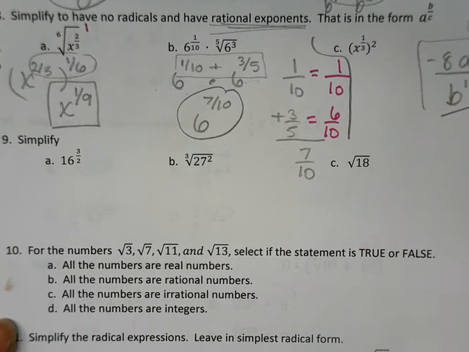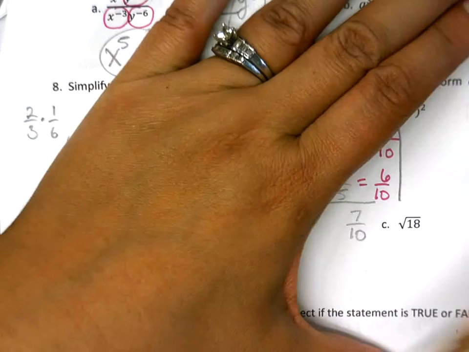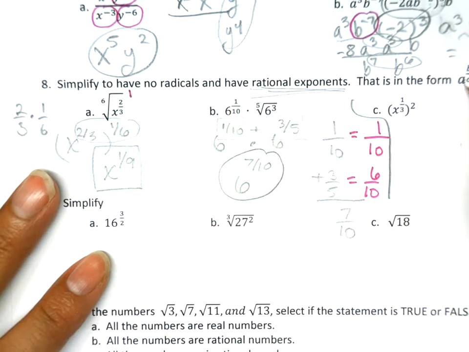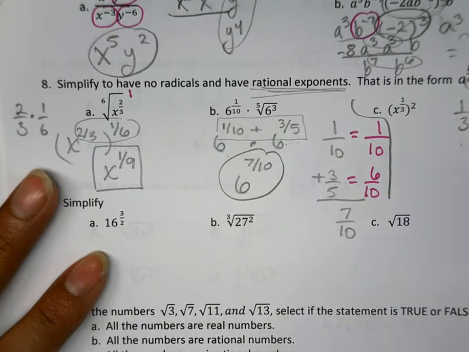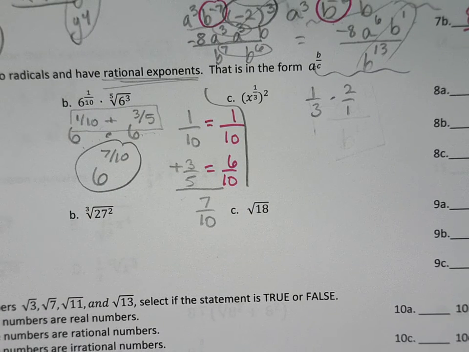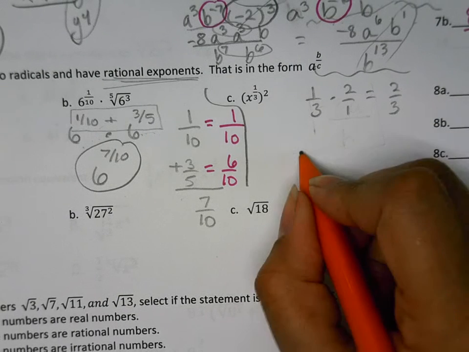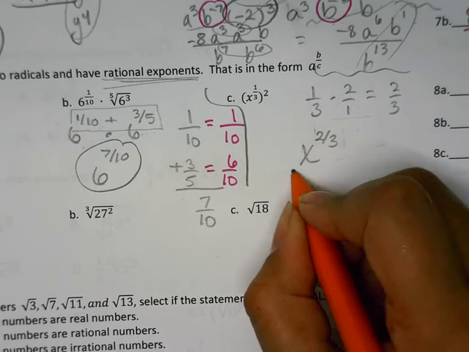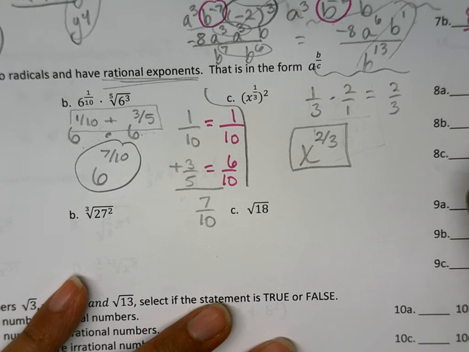What do I do when there's a power to a power? It's up here at the top. Multiply. So we have 1/3 times 2 over 1. Do you need a common denominator? No, you just multiply. What do we get when we multiply? 2/3. So what's my answer? X raised to the 2/3. Questions?